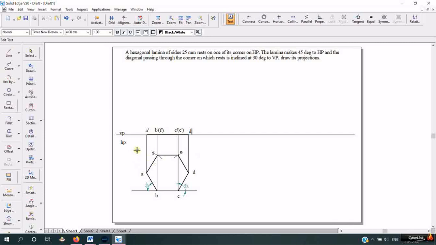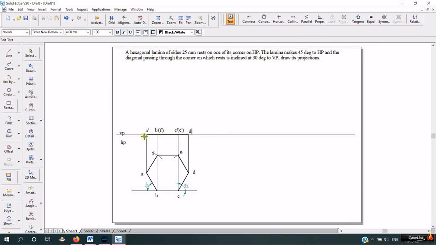Now for the second position, horizontal plane. The inclination is with respect to the resting plane initially. For this inclination to the horizontal plane, we have to consider it on the horizontal plane. The lamina makes 45 degrees to HP. For this inclination, the lamina is this line.